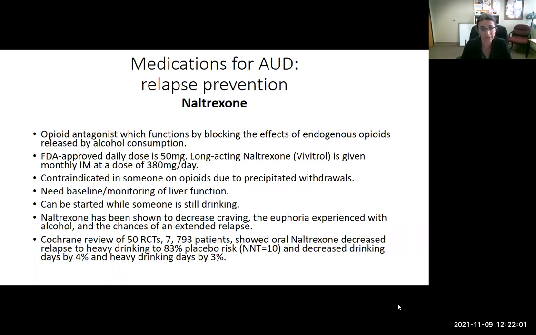So, a Cochrane review of 50 RCTs, nearly 8,000 patients, showed that it decreased relapse to heavy drinking to 83% of placebo risk, with a number needed to treat of 10, and decreased drinking days by 4% and heavy drinking days by 3%. So a great option for many patients.